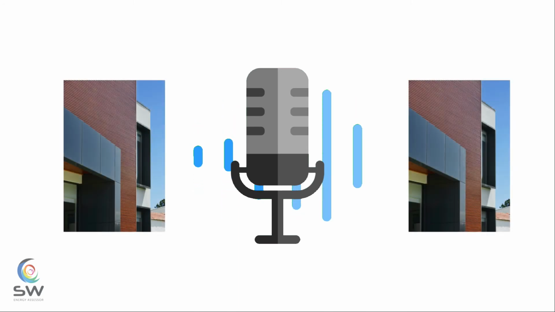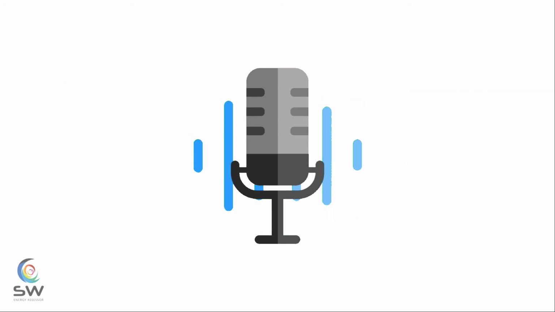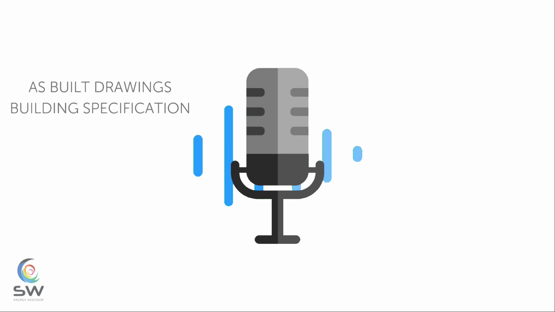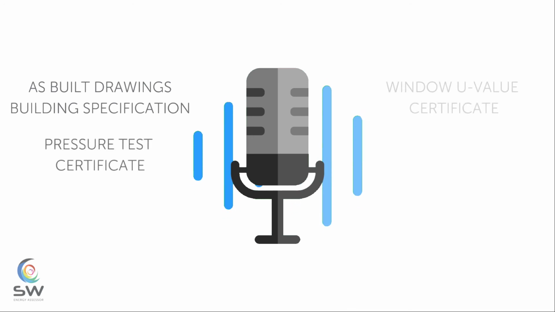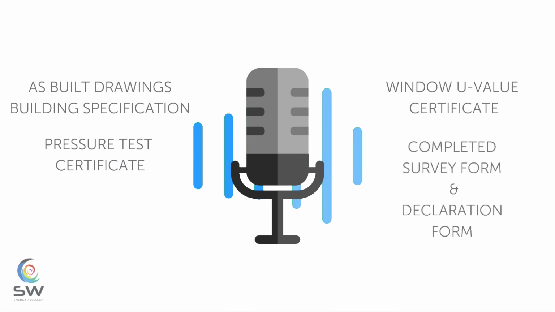As-built stage. It's now time for you to contact us again once your build is close to completion. However, not before you have had your pressure test carried out. At this stage, we will ask you for the following information: an as-built set of drawings and specification if anything has changed from the as-designed stage calculation, your pressure test certificate, a window U-value certificate, our completed building survey form, and our completed on-construction declaration form.